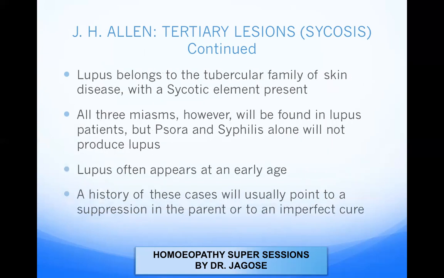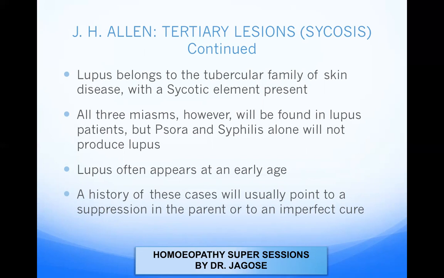Lupus belongs to the tubercular family of skin disease with a psychotic element present. Now, something about lupus, it tells us that it belongs to the tubercular family of the skin disease, but it has a psychotic element. All three miasms, however, will be found in lupus patients, but psora and syphilis alone will not produce lupus. So all the three miasms, psora, syphilis, and psychosis are there. And he says that psora and syphilis alone will not produce the lupus condition.